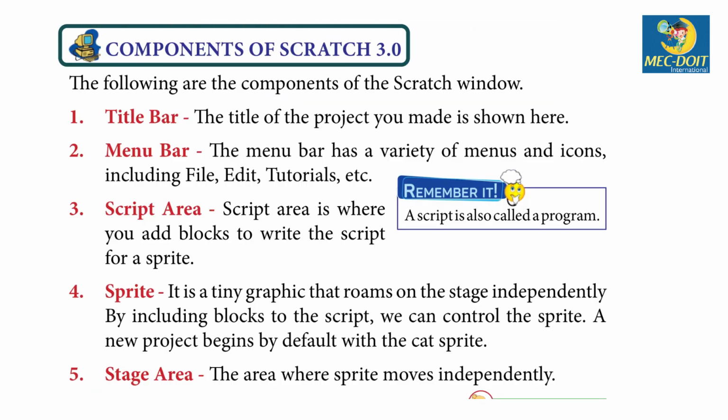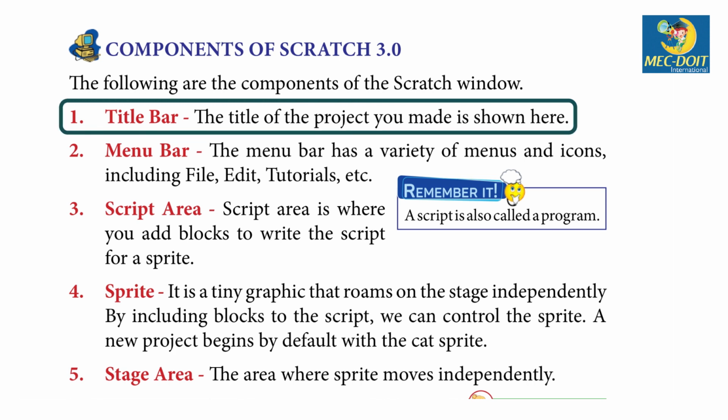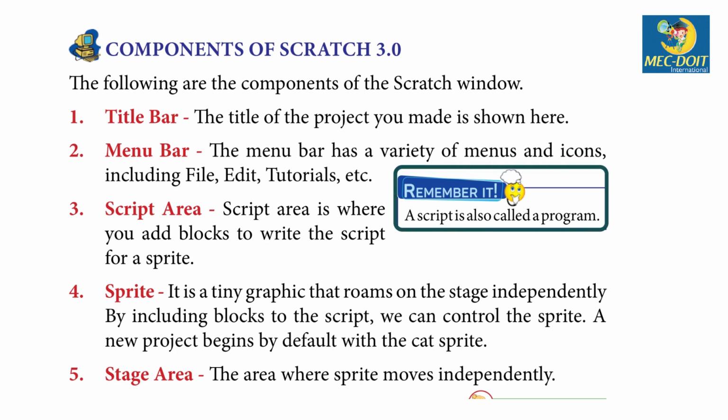Components of Scratch 3.0. The following are the components of the Scratch window. 1. Title bar. The title of the project you made is shown here. 2. Menu bar. The menu bar has a variety of menus and icons including file, edit, tutorials, etc. Remember it. A script is also called a program.